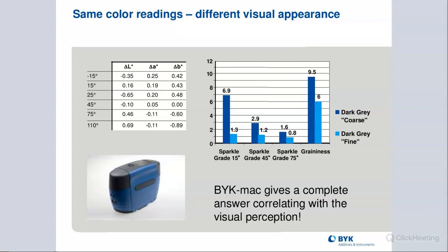And these two gray samples look like night and day. One's very fine and is a dark gray. The other dark gray is very coarse, and they look very, very different. And this would not pass on the 15, 45, maybe on the 75 degree. Sparkle is used a lot to evaluate application technique. And then certainly 3.5 units on the graininess value is again night and day differences.